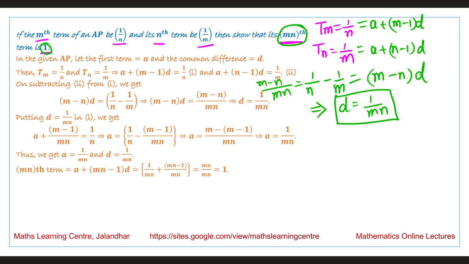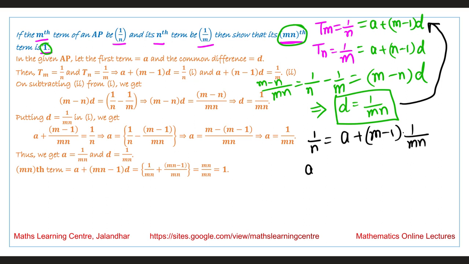Now if we substitute this value of d in one of these equations, suppose we substitute it in the first equation, we obtain 1 by n is equal to a plus (m minus 1) into 1 by mn. This implies a is equal to 1 by n minus (m minus 1) by mn.